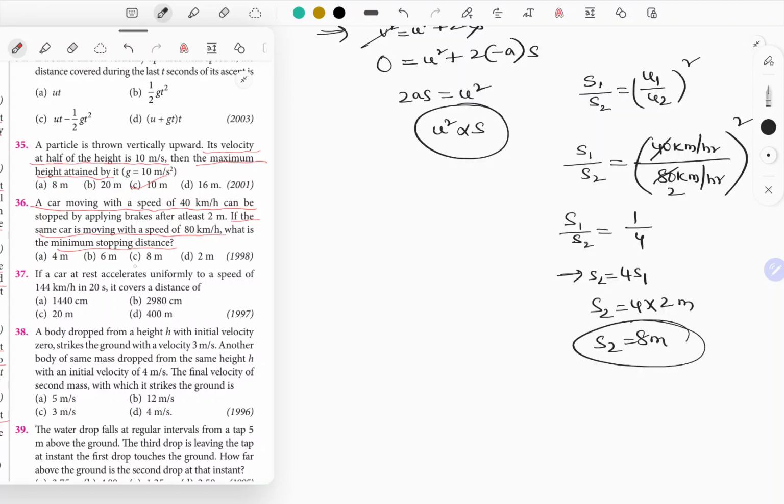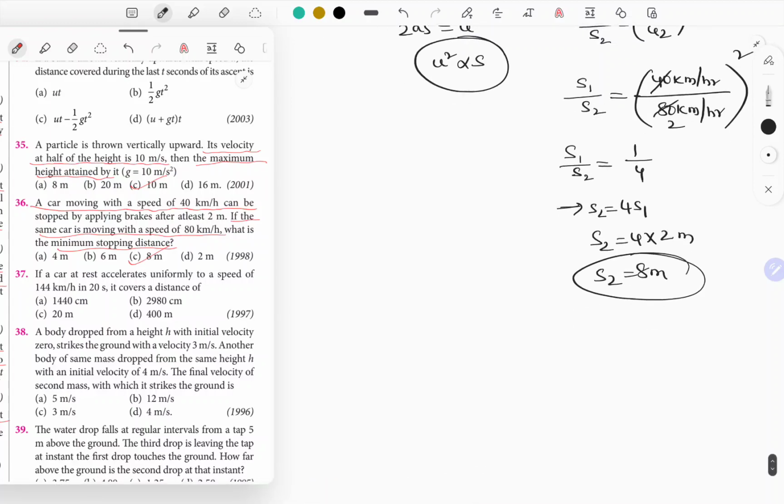This is the answer. So which option? Option C is matching. Very good. Next, question number 37. If a car at rest accelerates uniformly to a speed of 144 km per hour in 20 seconds, okay. Initially it is at rest, so initial velocity is equal to 0. Time taken is equal to 20 seconds. Within this time, velocity reaches 144 km per hour.